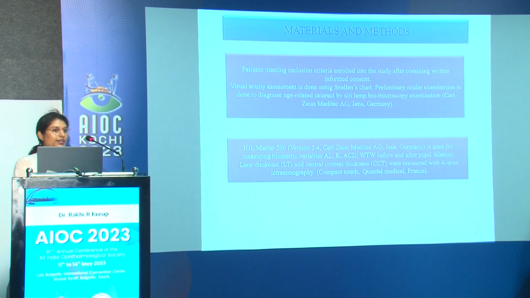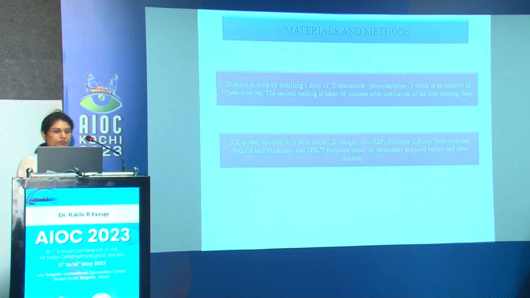Methodology: the patients meeting the inclusion criteria were enrolled into the study after obtaining written consent, and visual acuity assessment was done using Snellen's chart. Preliminary ocular examination was done to diagnose the age-related cataract by slit lamp biomicroscopy. IOL Master 500 was used for measuring the biometric variables like axial length, keratometry, anterior chamber depth, and WTW before and after pupil dilation, and lens thickness and central corneal thickness were measured with A-scan ultrasonography. Dilatation is done by instilling 1 drop of tropicamide phenylephrine 3 times at an interval of 15 minutes. The second reading is taken 60 minutes after the instillation of the first dilating drop. The IOL power calculation was done for Barrett Universal, Hill RBF, Holladay 2, Kane, and SRK-T formulae based on the parameters acquired before and after dilation.